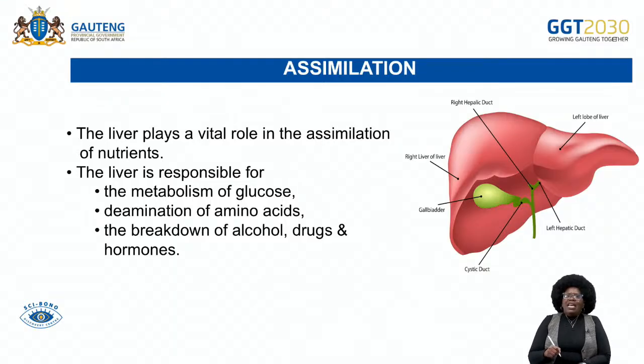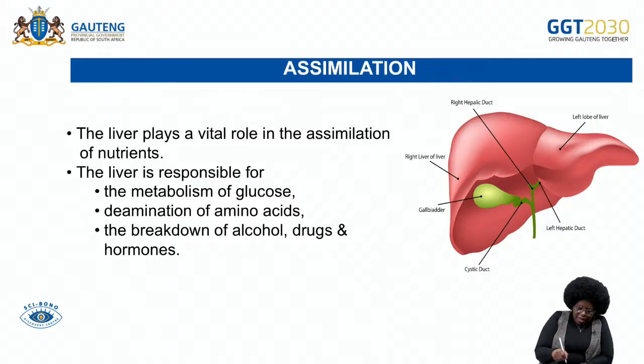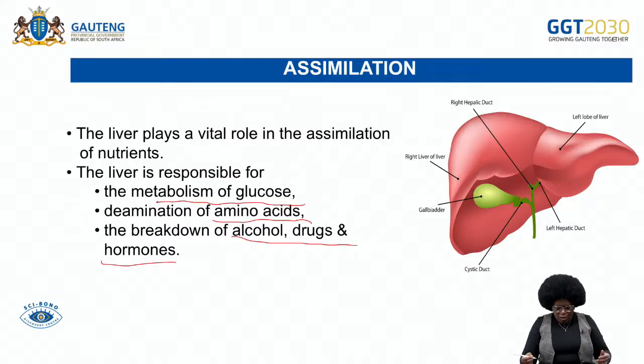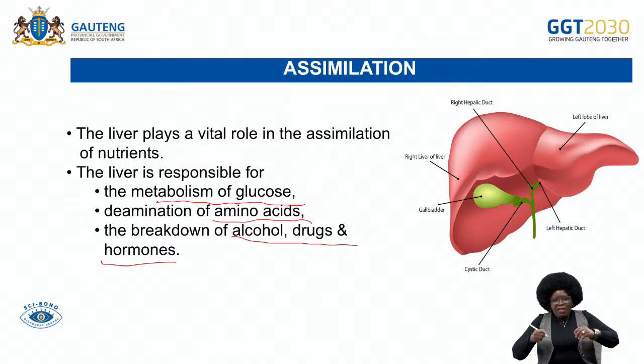The liver plays such a vital role in the process of assimilation. So the liver is responsible for the metabolism of glucose and the amination of amino acids and the breakdown of alcohol, drugs, and hormones. I even promised you we will speak about hormones. So the liver is having it very difficult.